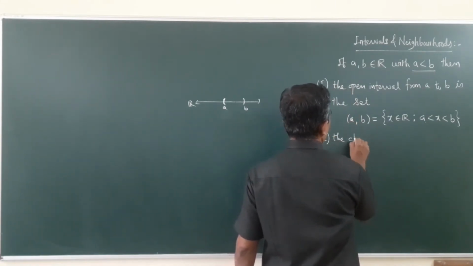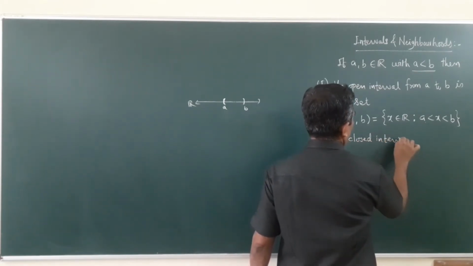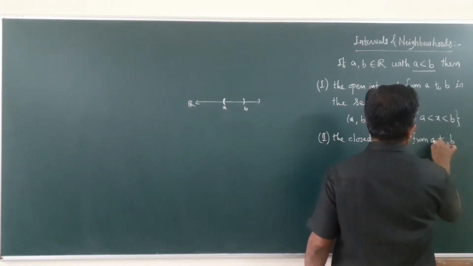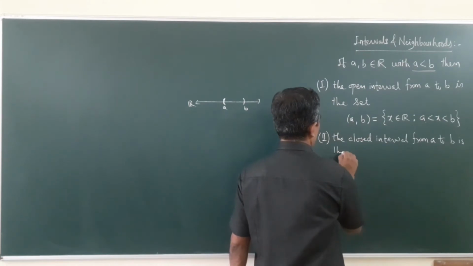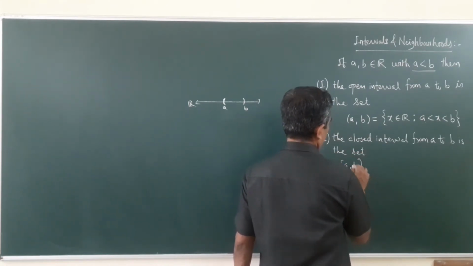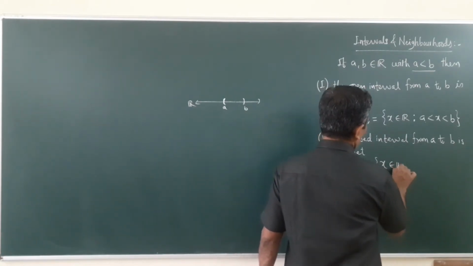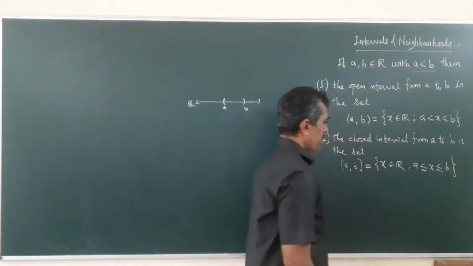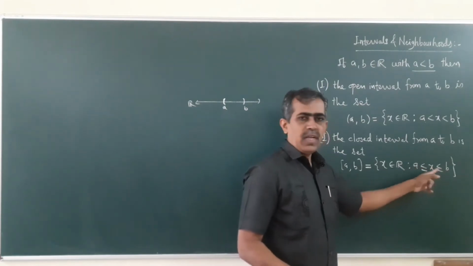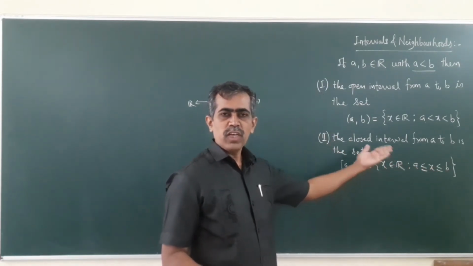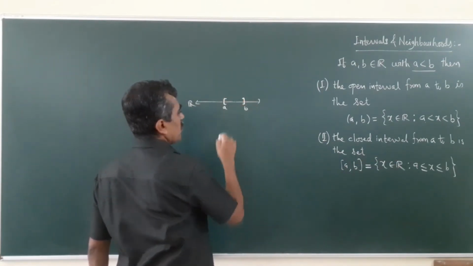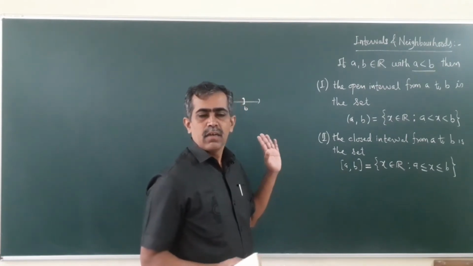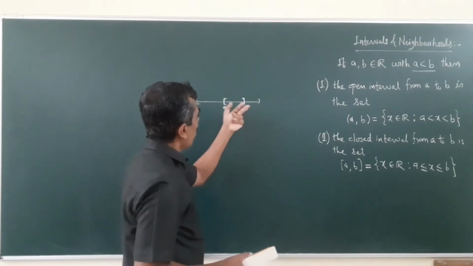Second, the closed interval from A to B is the set, denoted by the set of all X belonging to R such that A is less than or equal to X and X is less than or equal to B. All those real numbers which lie between A and B, and X may be equal to A or X may be equal to B. This is the closed interval AB, and these type of brackets are used to indicate a closed interval.